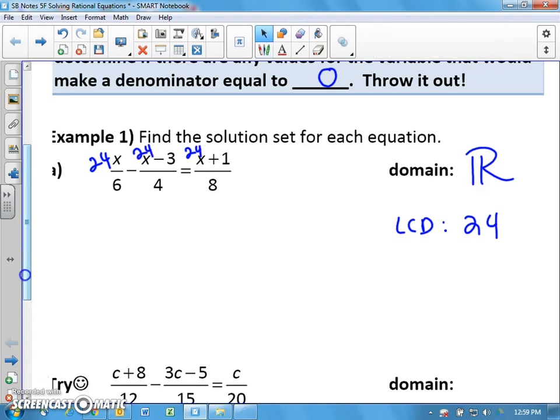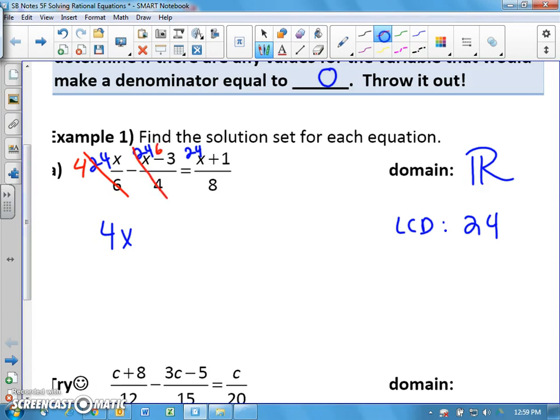And then we're going to cancel. 24 divided by 6 is 4. What that's going to do is make this equation now 4 times x. And then our next one, 24 divided by 4, is 6. So it's going to make this minus 6 times x minus 3. And on the other side, 24 divided by 8 is 3. So that side becomes 3 times x plus 1.